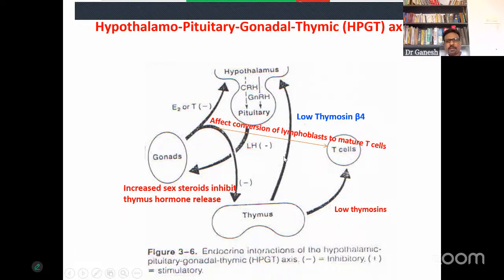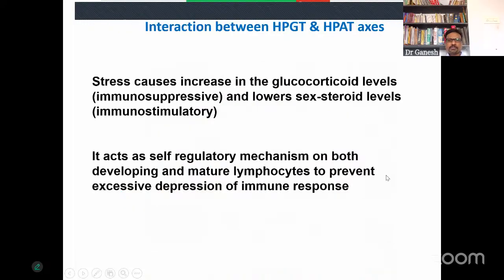And in addition to this mechanism, estrogens or testosterone can also directly act on these T cells, because lymphoblasts, which means immature T cells, are known to contain estrogen receptors as well as testosterone receptors, I mean the androgen receptors. So they inhibit the maturation of the T cells by directly interfering. So this is a kind of self-regulatory circuit, which is occurring between the HPG axis as well as the thymus gland in response to increased or decreased sex steroid hormone levels.